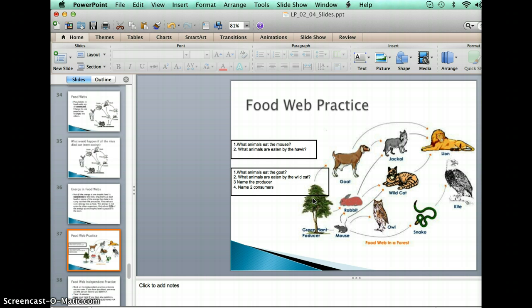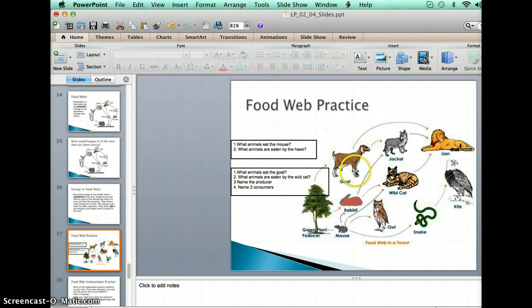Okay, so for the first one, what animals eat the mouse? Hopefully you wrote rabbit, wildcat, owl, and snake. What animals are eaten by the hawk? Oops. Okay, skip that question. Sorry, I should have said that at the beginning. Skip that question. We don't have a hawk. Except I think this kite over here is the hawk. So the snake is eaten by the hawk if you saw that as the hawk. Sorry, that was a weird one.